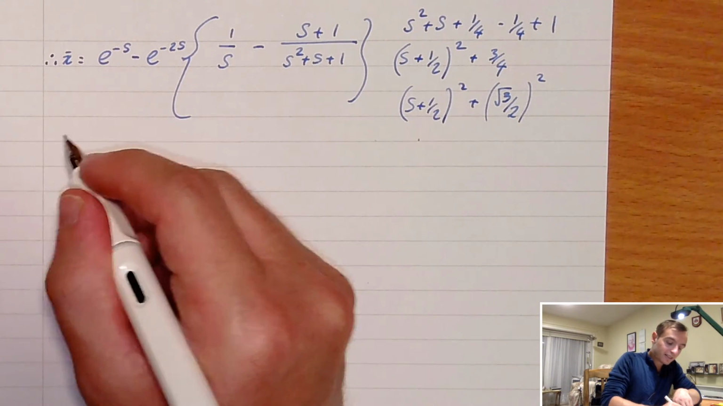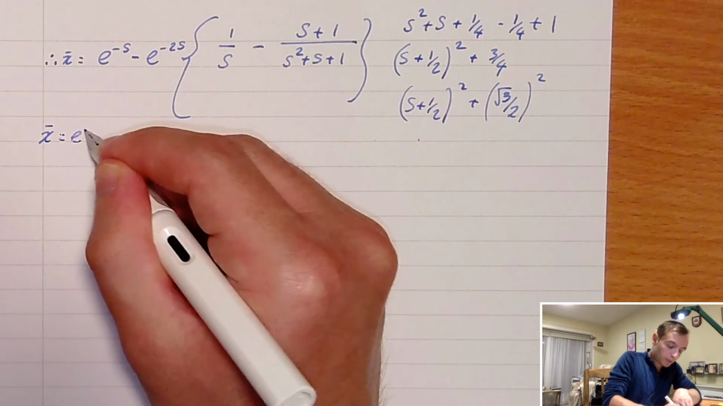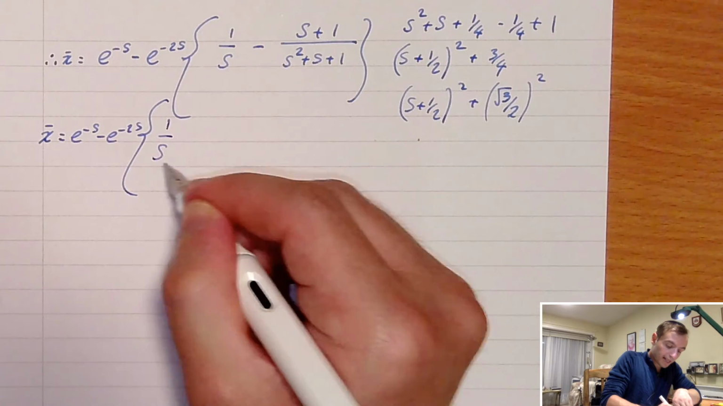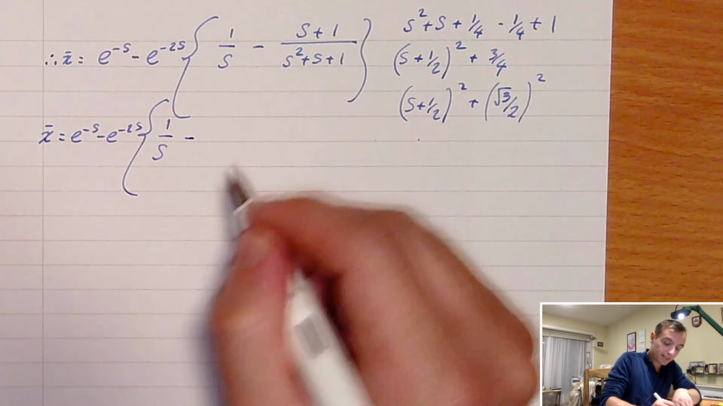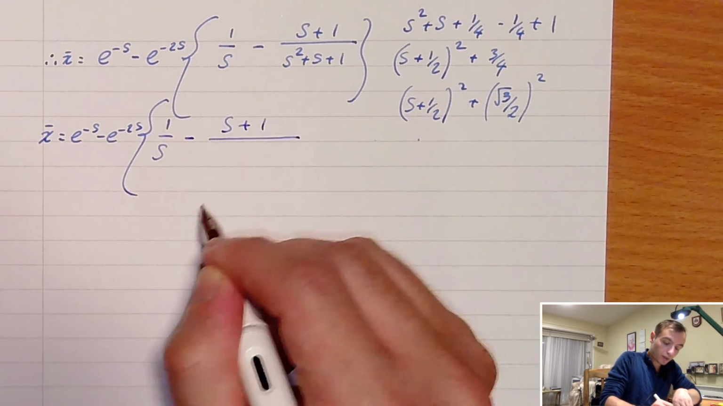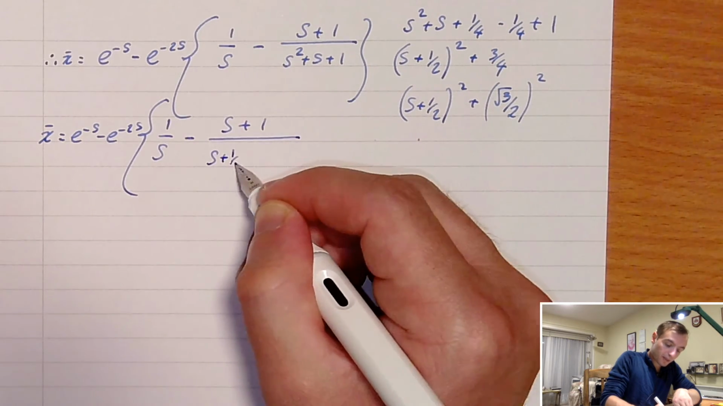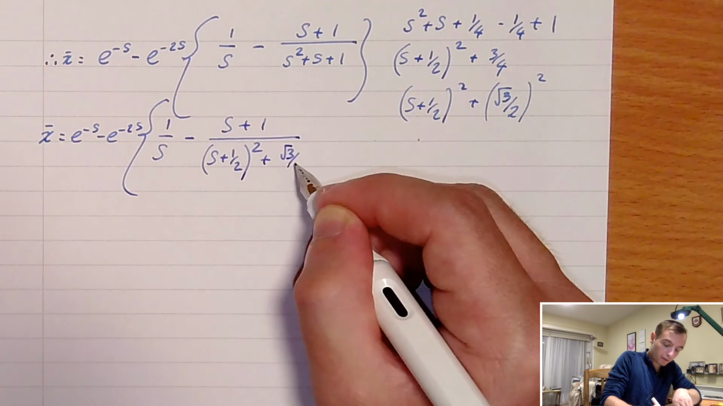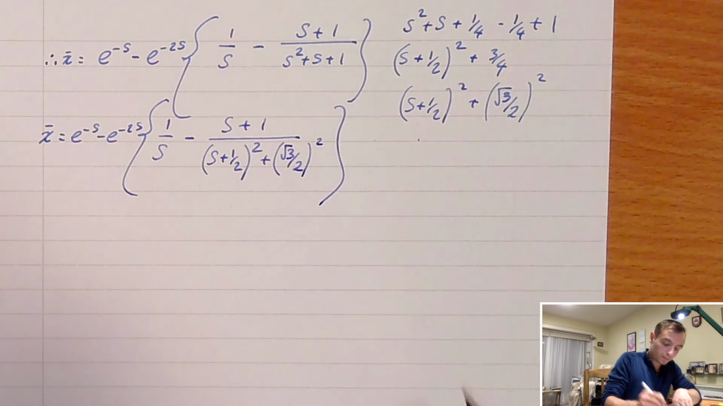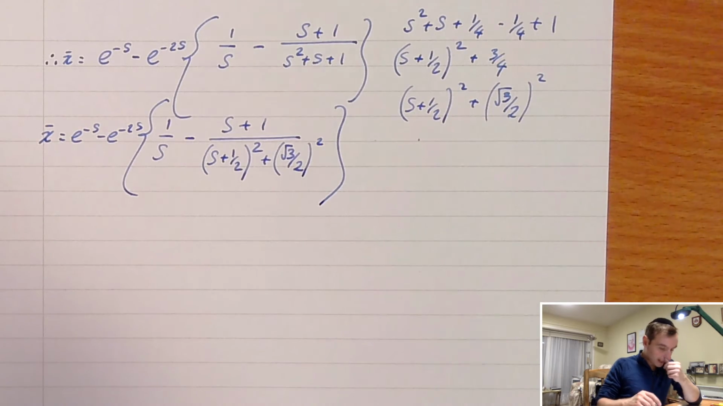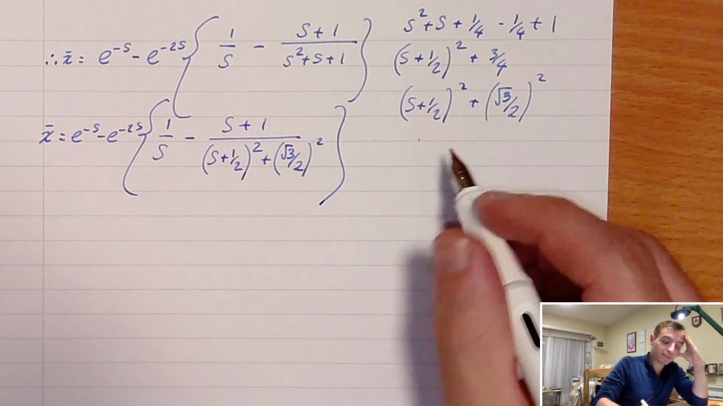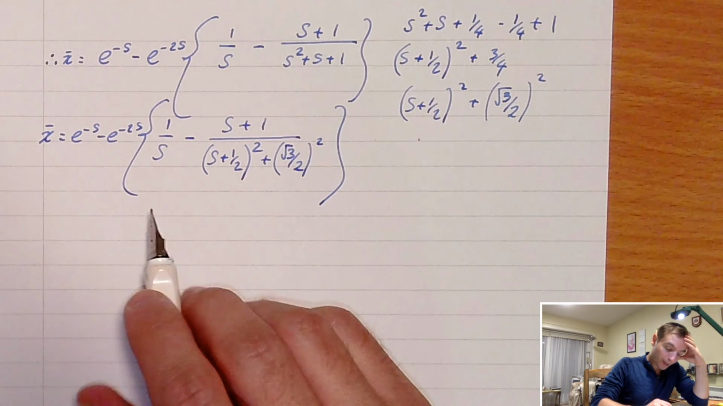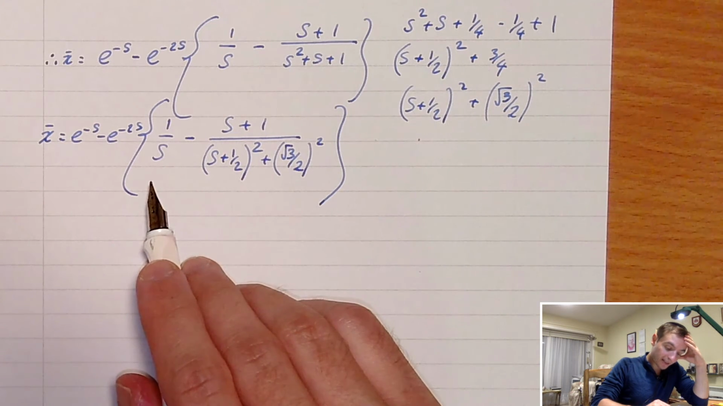Now we can rewrite this as x bar equals e to the minus s minus e to the minus 2s, times 1 on s minus s plus 1, all on s plus a half squared plus root 3 on 2 squared. Now we're moving in the kind of direction where we can see we're going to have something like a on a squared plus s squared. So let's carry on.